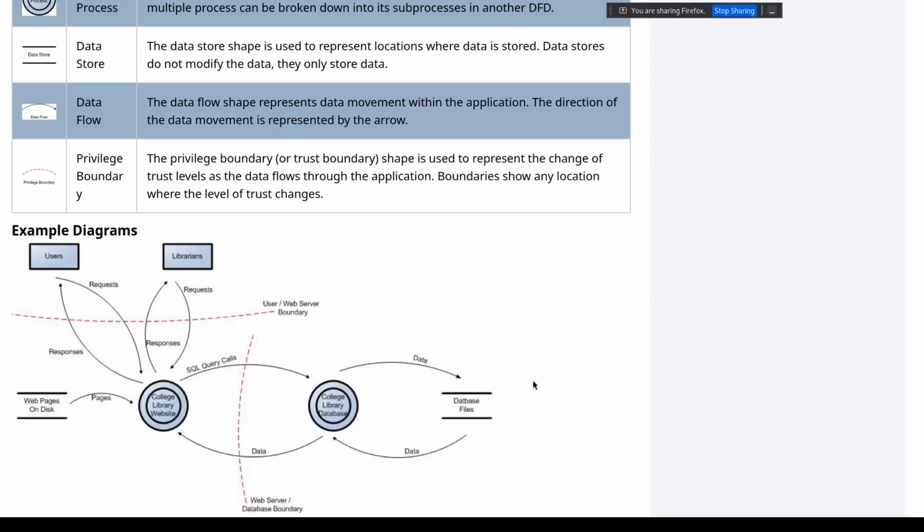Can you go to the diagram? Yeah. Here you can see that for trust boundaries, they called it a privileged boundary. You can call it any way you like. It's usually described using a dotted line. Here you can see it's drawn between the external users and the application.